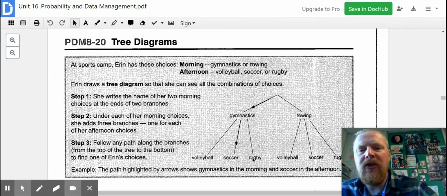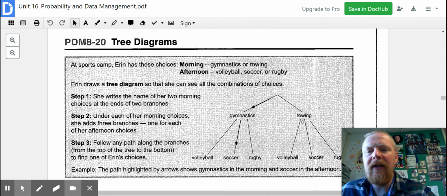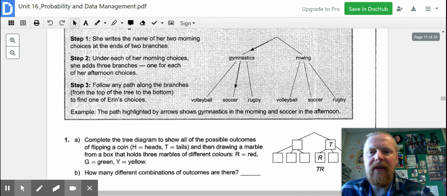Step one to create a tree is she writes the names of her two morning choices at the ends of two branches. So here's branch one, here's branch two. Step two, under her morning choices, she adds three branches, one for each of her afternoon choices. So you've got 1, 2, and 3. And she follows along the path of the branches from the top to the bottom to find Aaron's choices.